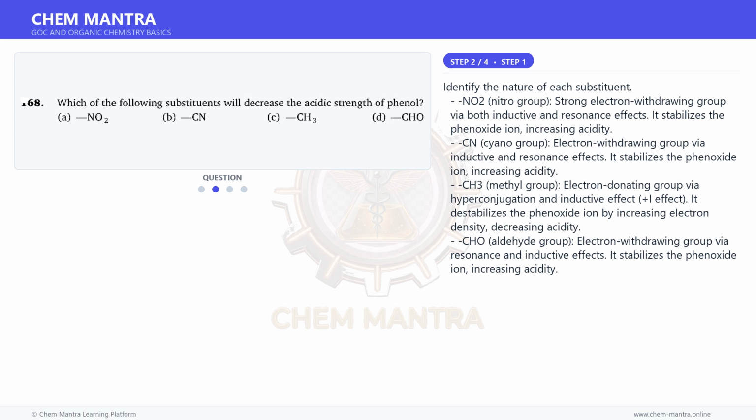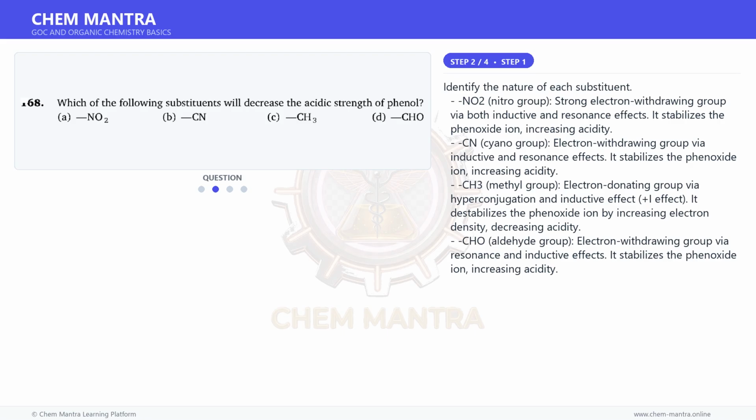CN, cyano group: an electron withdrawing group via inductive and resonance effects. It stabilizes the phenoxide ion, increasing acidity. CH3, methyl group: an electron donating group via hyperconjugation and the +I effect. It destabilizes the phenoxide ion by increasing electron density, decreasing acidity.